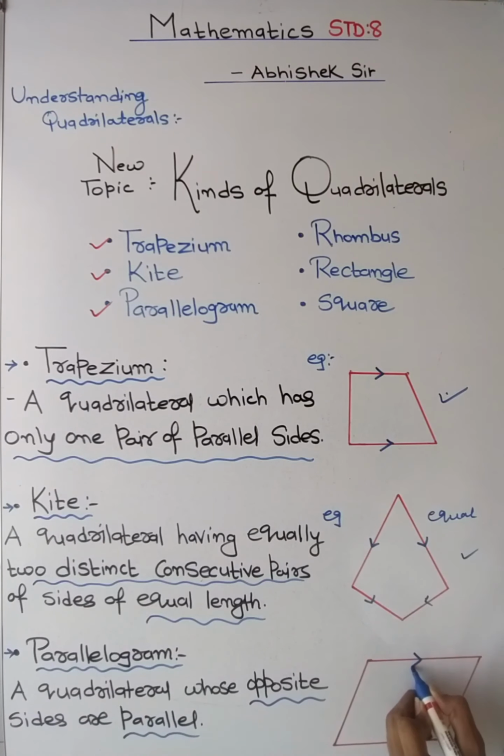Quickly see that I have drawn one arrow over here and another one over here. This shows that this pair of sides are parallel. Another, let me draw lines over here. So these lines show that this pair of sides is also parallel. Clear? So this quadrilateral in which opposite sides are parallel is called a parallelogram. Clear?